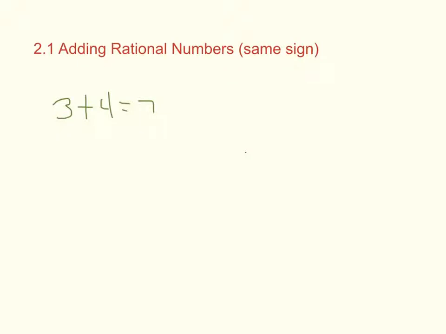Okay. Same thing for negative numbers. I look at their signs. They're both negative, same sign. So I take 3 and 4, add them together. And since they're both negative, I'm going to keep the same sign. So that becomes a negative 7.